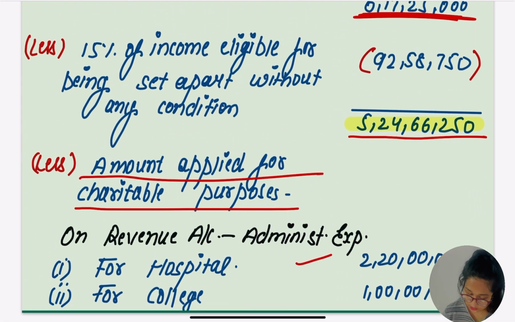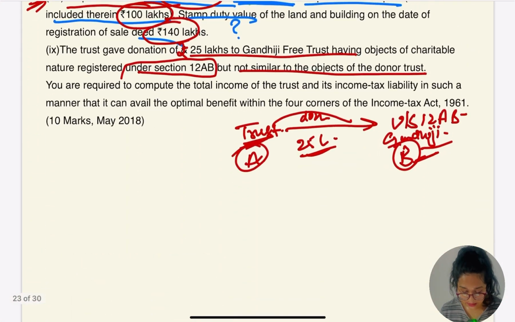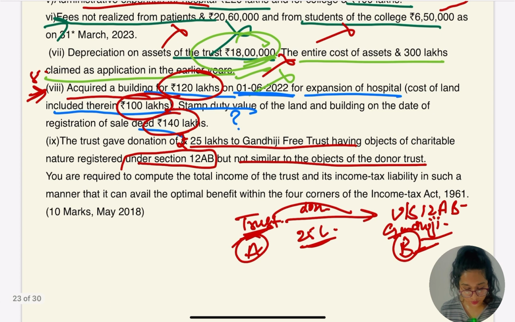For the hospital, we have taken the administrative expenses. These are revenue expenditure. And land is definitely a capital expenditure. Now you have to tell me one more thing, whether we are going to get that amount applied for this, since the revenue ones we have taken. What about this land? The first question was whether we are going to take this as a deduction, as an applied amount.